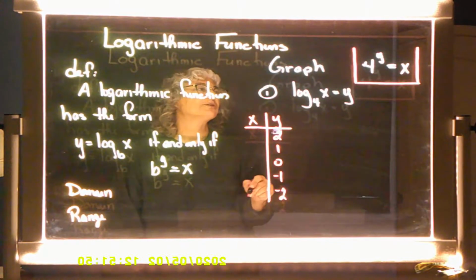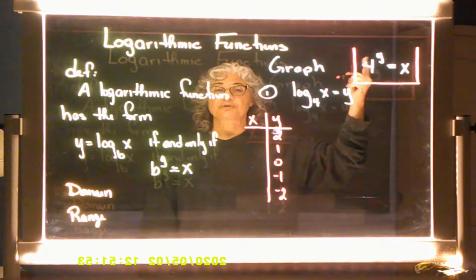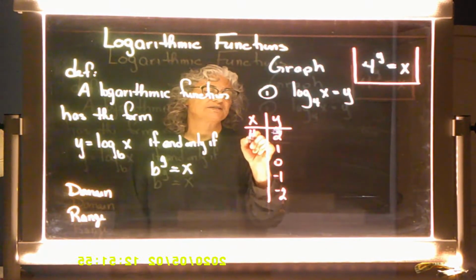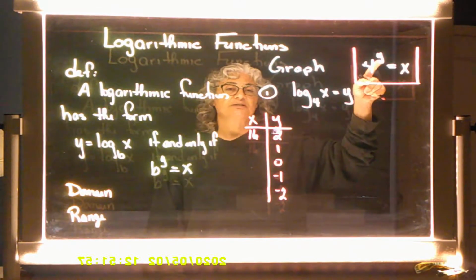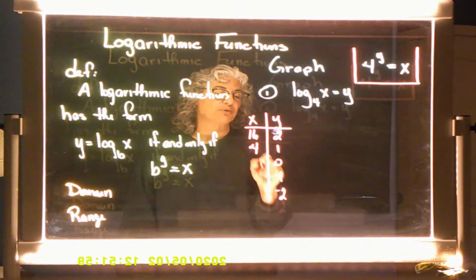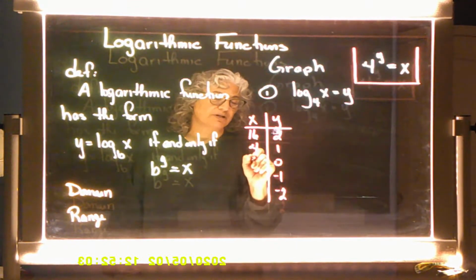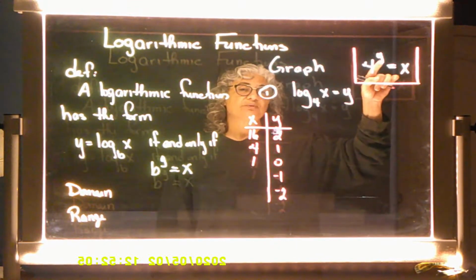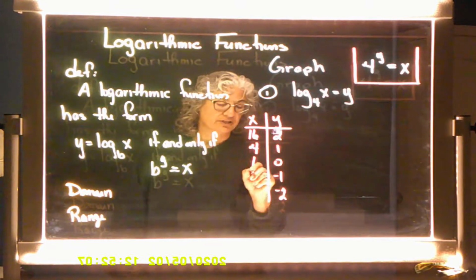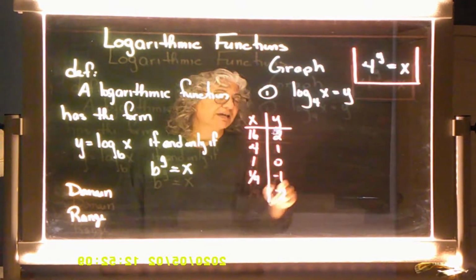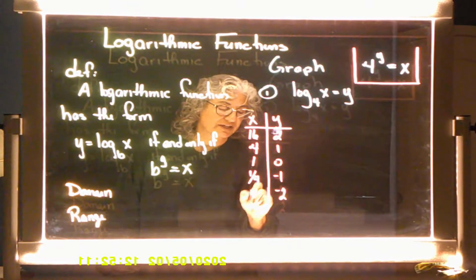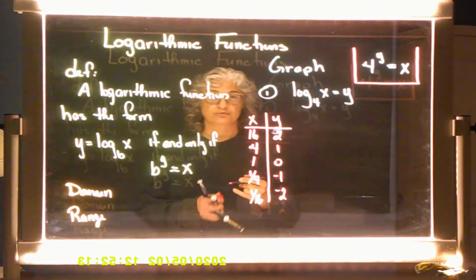Okay, so if y was 2, 4 squared is, good, 16. If y was 1, good, this would just be 4. If y was 0, 4 to the 0 is 1, excellent. If y was negative 1, that's right, you get that fraction of 1/4. And if it was negative 2, you get that fraction of 1/16, don't you?